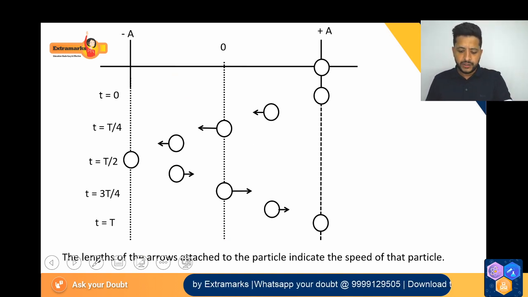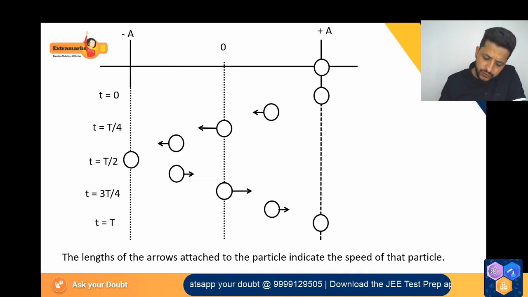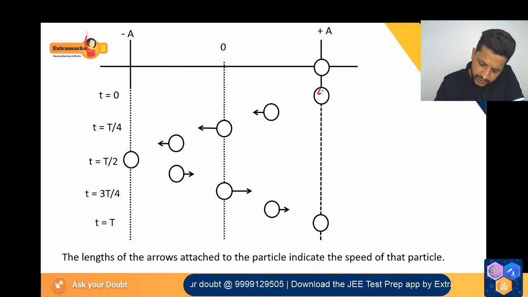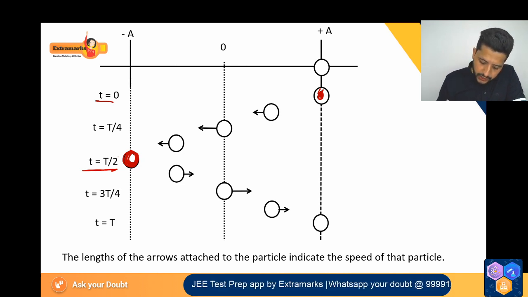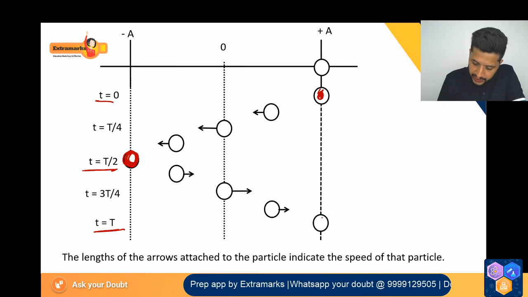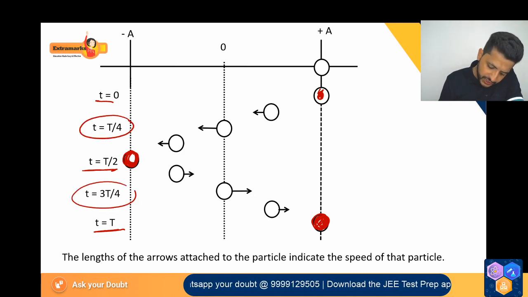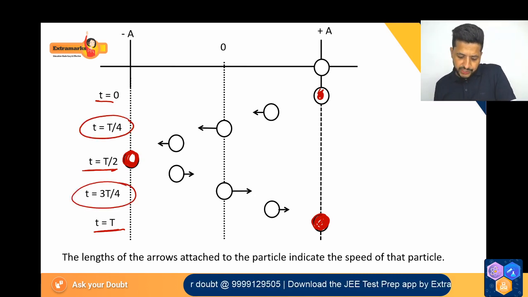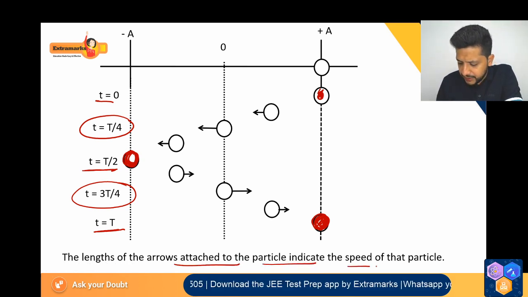Next. This diagram here simply shows you how the particle is oscillating. At t equal to 0, the particle is at x equal to plus A. At t equal to T by 2, it reaches minus A. Then at t equal to T, it comes back to plus A. I'm not going into t equal to T by 4 and t equal to 3T by 4, which is a detail. But you need to think about one thing: the lengths of the arrows attached to the particle indicate the speed of that particle.